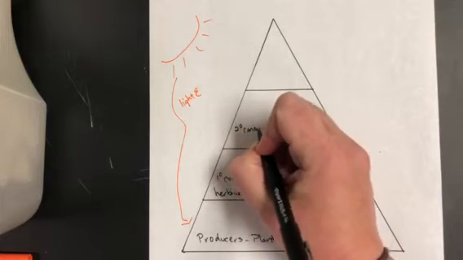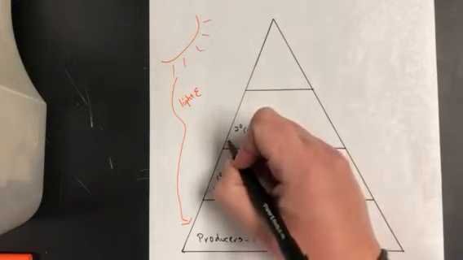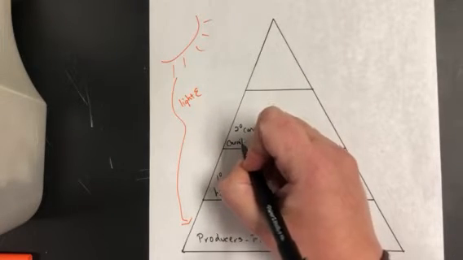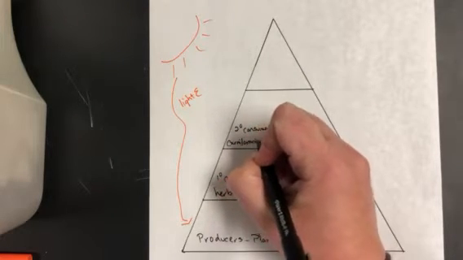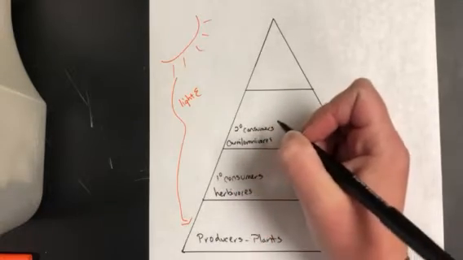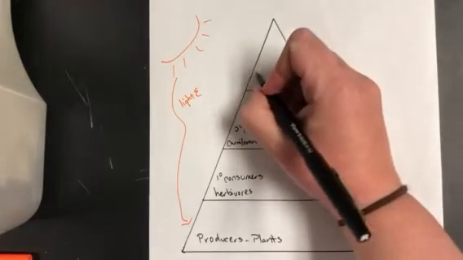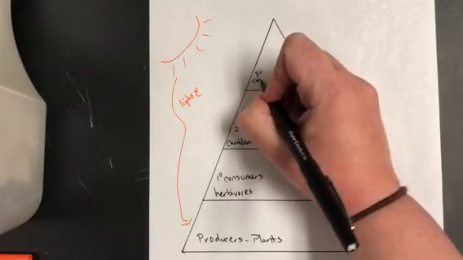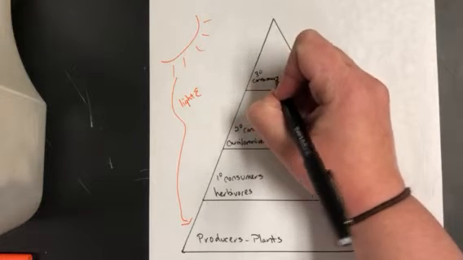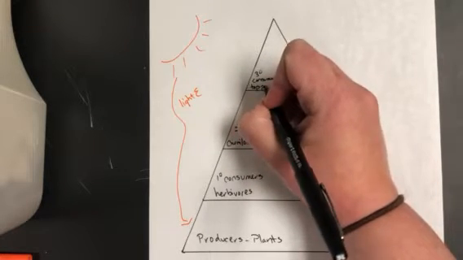Secondary consumers. These can be carnivores or omnivores, it just really depends on what level we're looking at. Traditionally speaking, these are carnivores because secondary consumers eat primary consumers. And then we've got the tertiary consumers. These are our top predators.